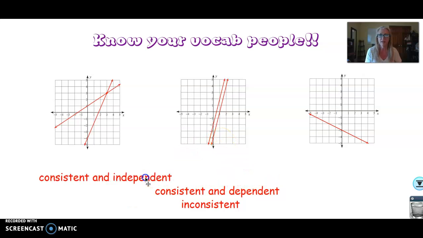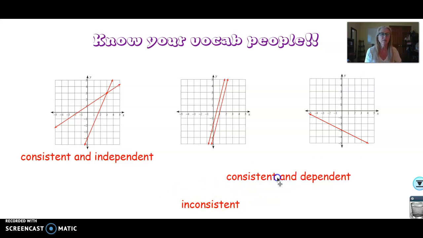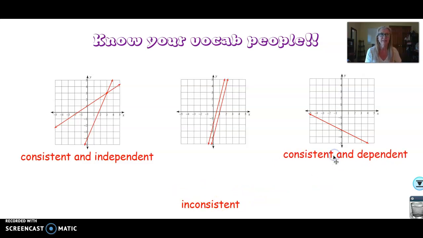Consistent and independent would be this first example. These 2 lines are independent. They're doing their own thing, but they do touch at one point, which makes them consistent. Now over here, this is a graph of 2 lines, but the 2 lines are exactly the same line. So this one is consistent and dependent. They depend on each other. Where the one goes, the other one's going.